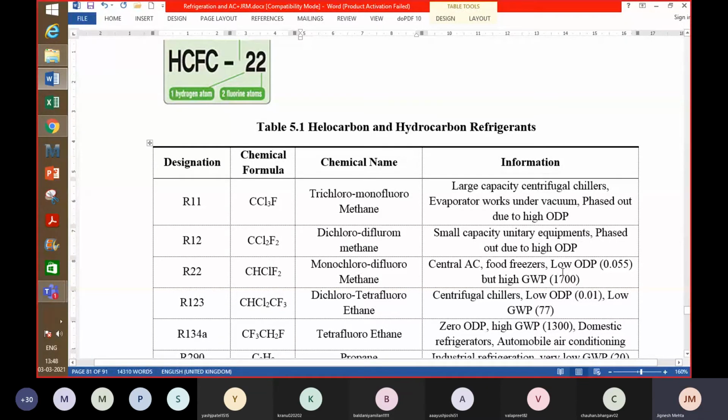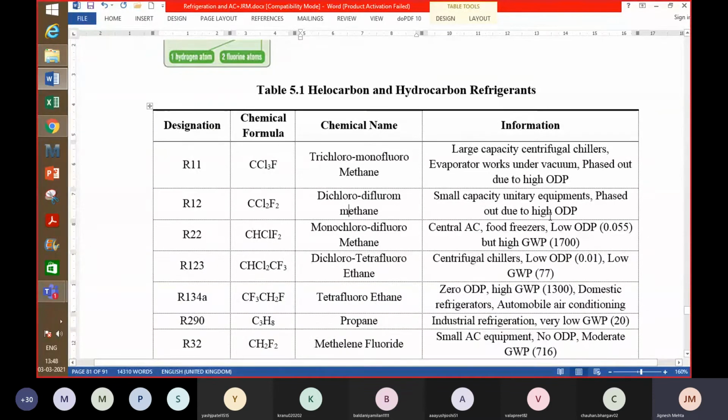So small capacity unitary equipment phased out due to high ODP. R22 is monochlorodifluoromethane, right? And the use is in central AC and food freezers, and it has low ODP of 0.05 but high GWP, right? So this is also losing favor and is going to be phased out.